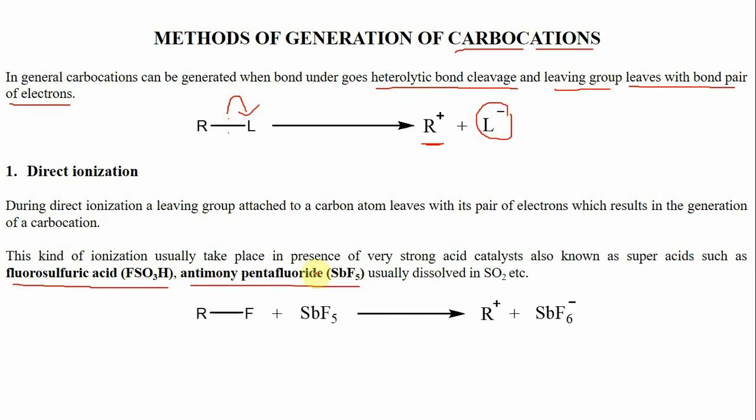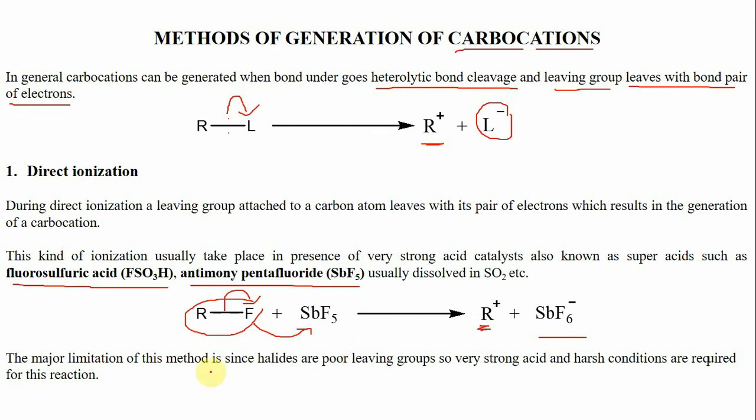For example, if an alkyl fluoride is your substrate and it is treated with antimony pentafluoride, since antimony pentafluoride is a very strong Lewis acid, it takes this fluorine with its bond pair of electrons. This results in the formation of the antimony hexafluoride ion and the carbocation.